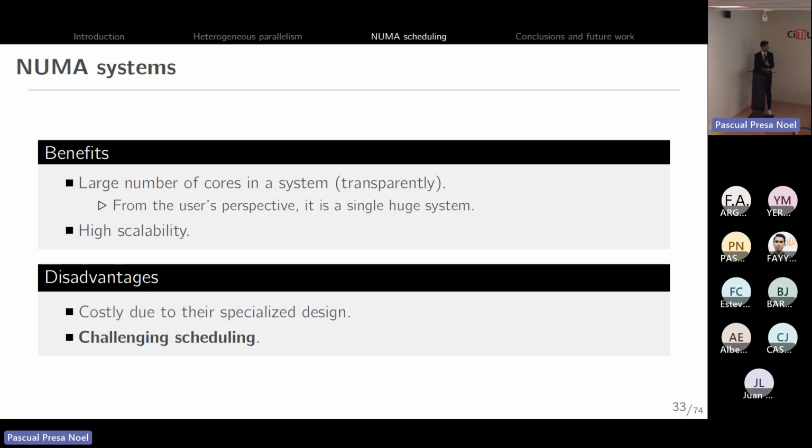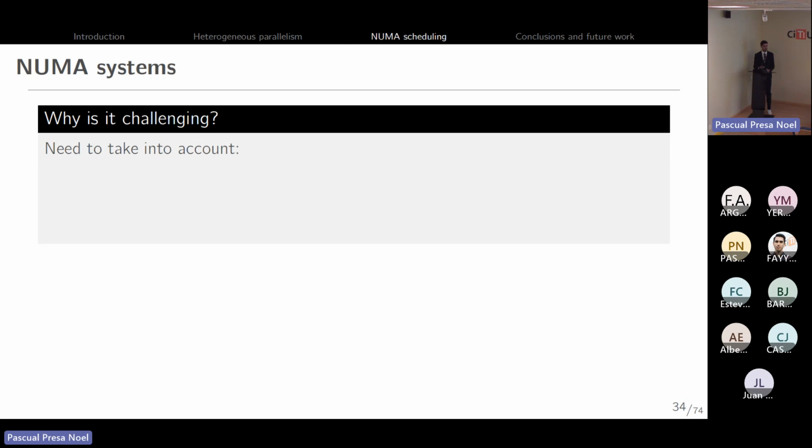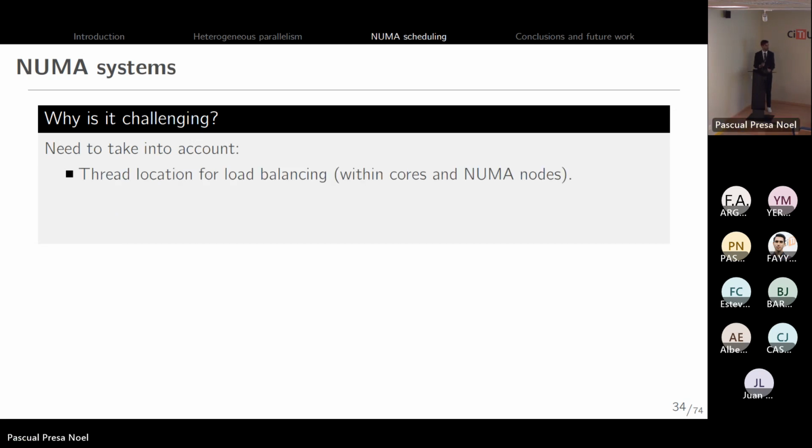The first one, the economic cost. They are very costly because of the specialized hardware design. And the most interesting for us is that the scheduling is very complex in these systems. Why so? Because we have to take into account several factors. The first one, we have to take into account thread location for workload balance, not only within a single processor, but across all the processors of the system.